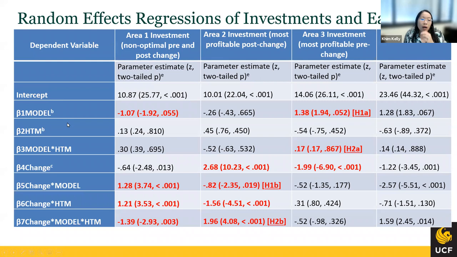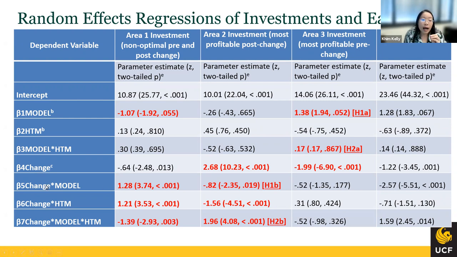What is in the model? I want you to pay attention to the independent variables. First I have model, HTM, and then model times HTM. These three variables capture the effects of the model and the effects of HTM and its interaction in the pre-change periods, when the model, if it exists, is accurate. Then I have change. Change is coded as zero if the observation is from a pre-change period and coded as one if it's from a post-change period, all right?